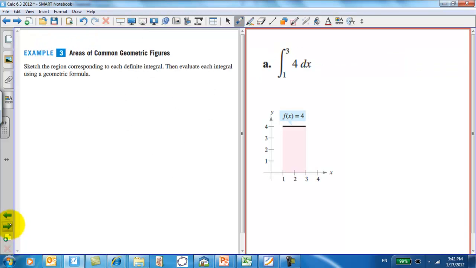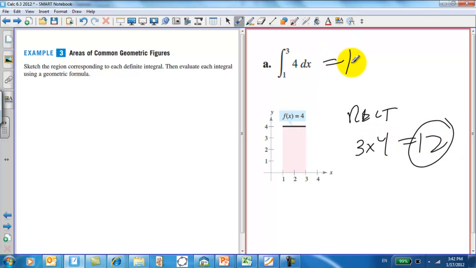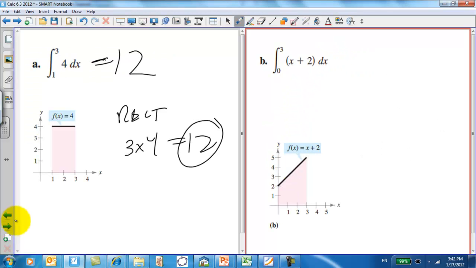So in example 3 here, we're going to find the integrals of each of these by looking at this as just a rectangle. Our curve in this case is just the constant function 4, and we're going from x equals 1 to x equals 3, so it's just a rectangle that's 3 by 4. So this integral equals 12, and you can check it on your calculator if you like.